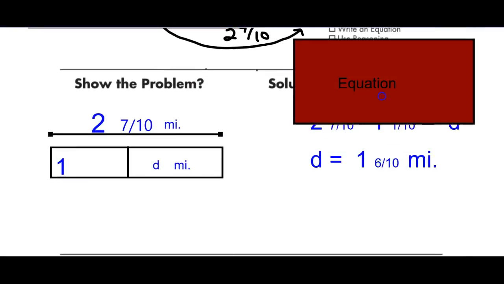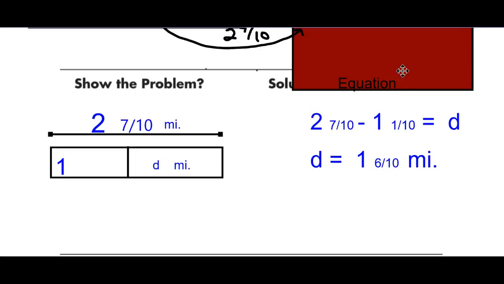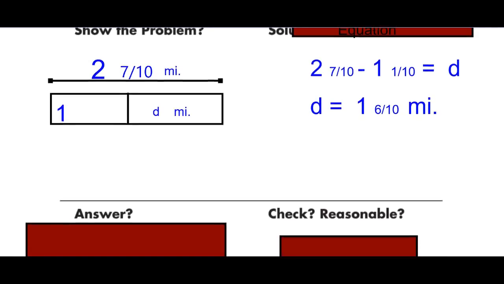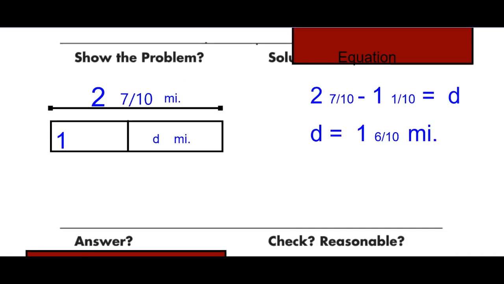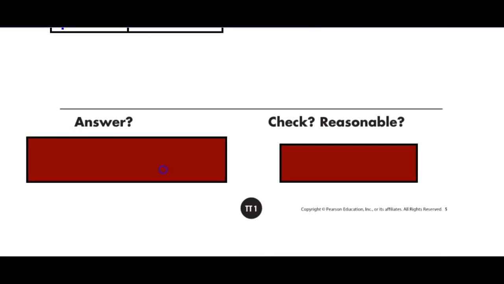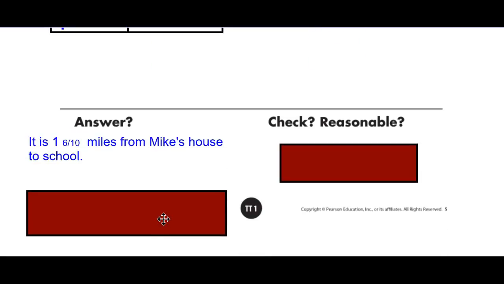Okay, so here's our equation. 2 7/10, the entire distance, minus the part that we know, 1 1/10, equals D, the distance from Mike's house to the school. So we're going to do that subtraction. So our problem already has common denominators, so all we need to do is line them up and solve. And when we solve it, we end up with 1 6/10 miles, which, when we think about it, can it be reduced? It can be.